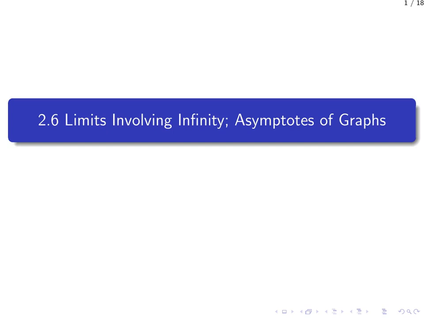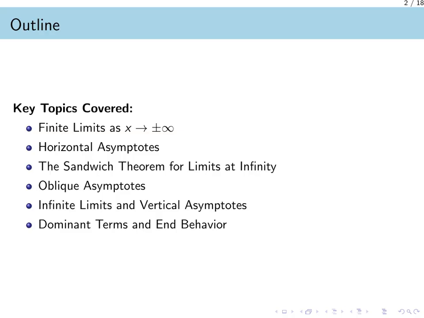2.6 Limits involving infinity. Asymptotes of graphs. The outline of this video is as follows. We will begin by exploring the concept of a limit as a variable grows without bound, which we call a finite limit at infinity. This idea is crucial because it directly leads us to defining and finding horizontal asymptotes, which describe the long-term behavior of a function's graph.